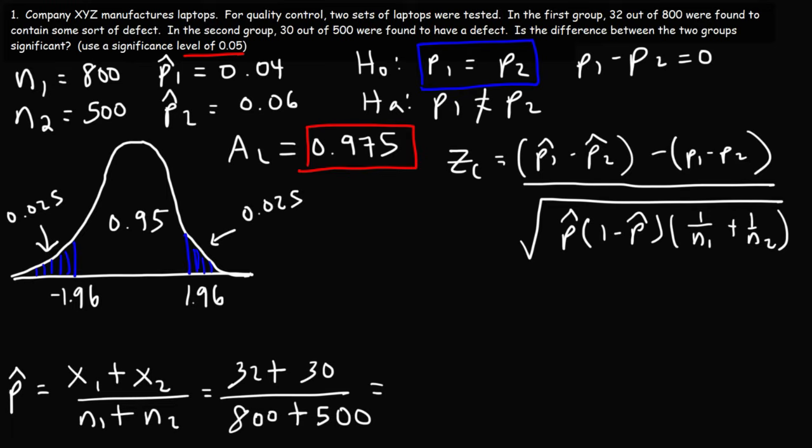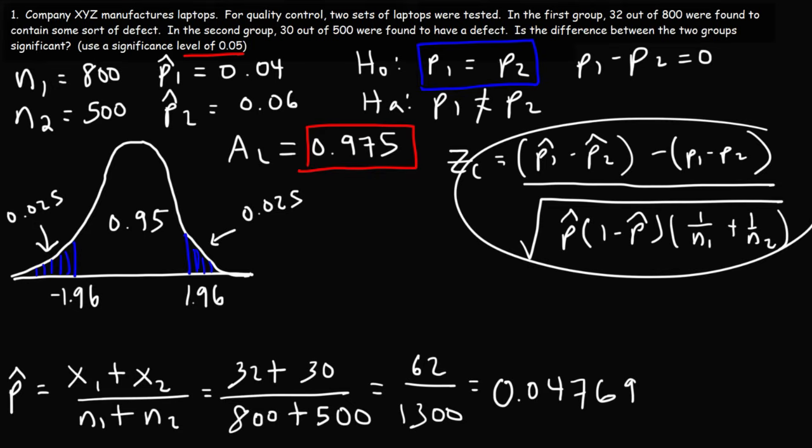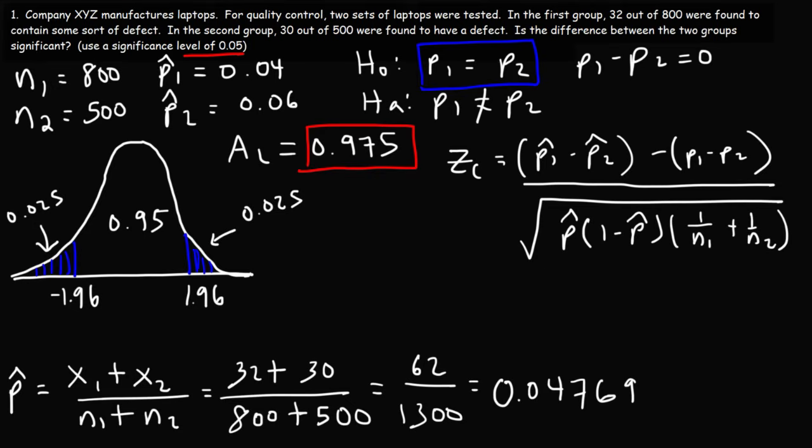So 32 plus 30 gives us 62. 800 plus 500, that's 1300. So 62 divided by 1300 is 0.04769. So now we have our pooled proportion, and we have everything that we need to plug into that formula.